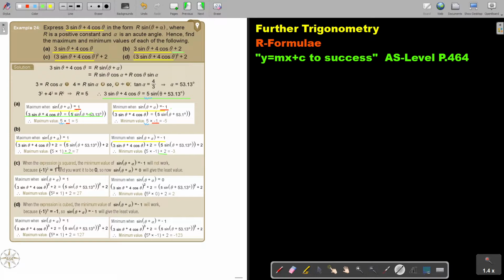Now, when the expression is squared, the minimum value of negative 1 will not work. Why? Because you take the negative 1 and you square it and you get a positive 1. And you want it to be 0. So this is the only time, and only for the minimum, that I will change this. I want you to take note that I then put it equal to 0. And then I repeat exactly the same as I did every time.